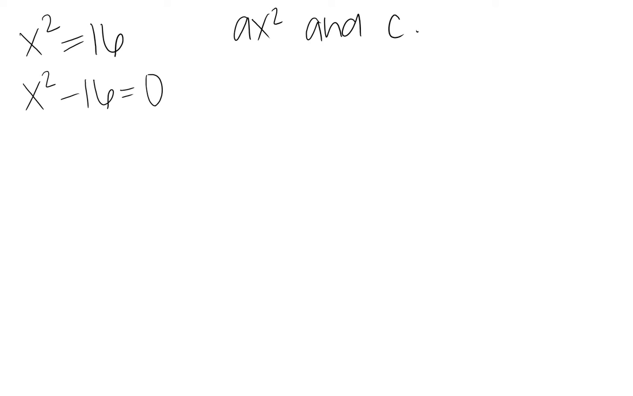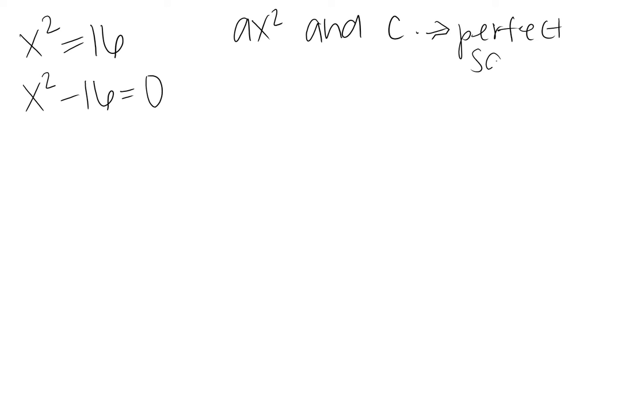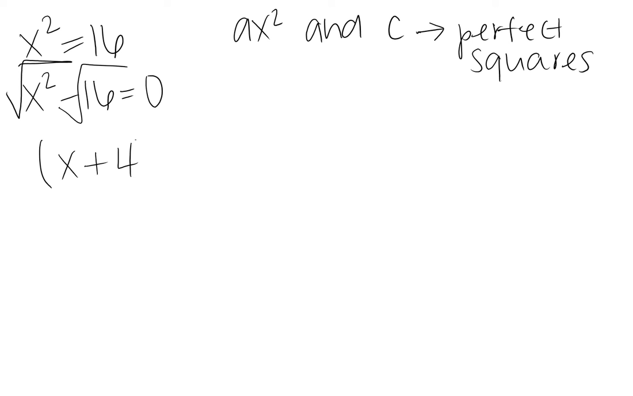So as long as your ax squared and your c are both perfect squares, then this method is going to work. Okay, so all we have to do is take the square root of ax squared and the square root of c, and our answer is going to be x plus 4, x minus 4 equals 0.